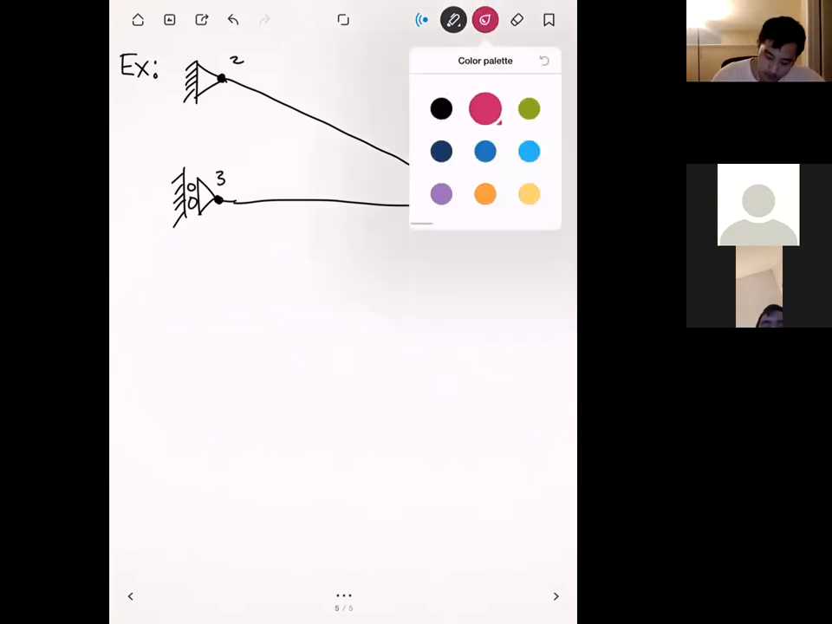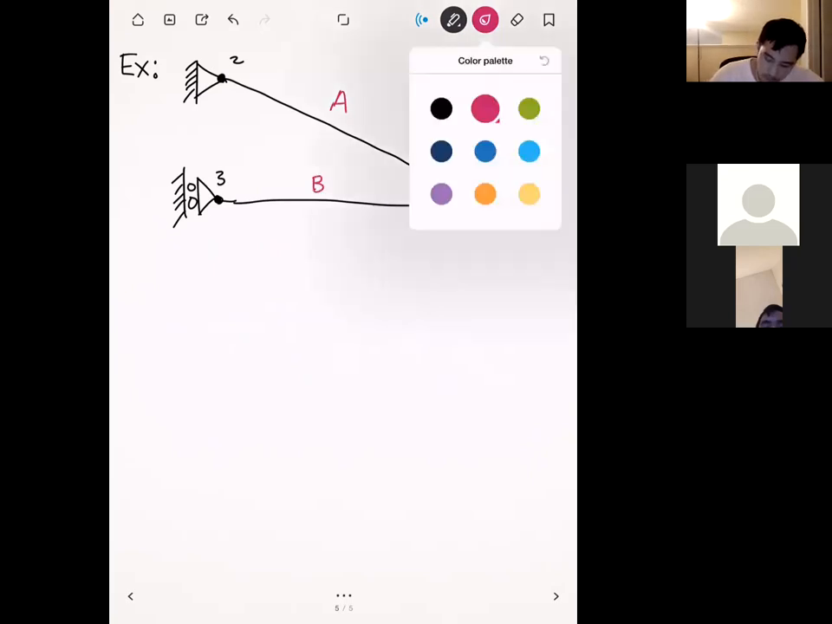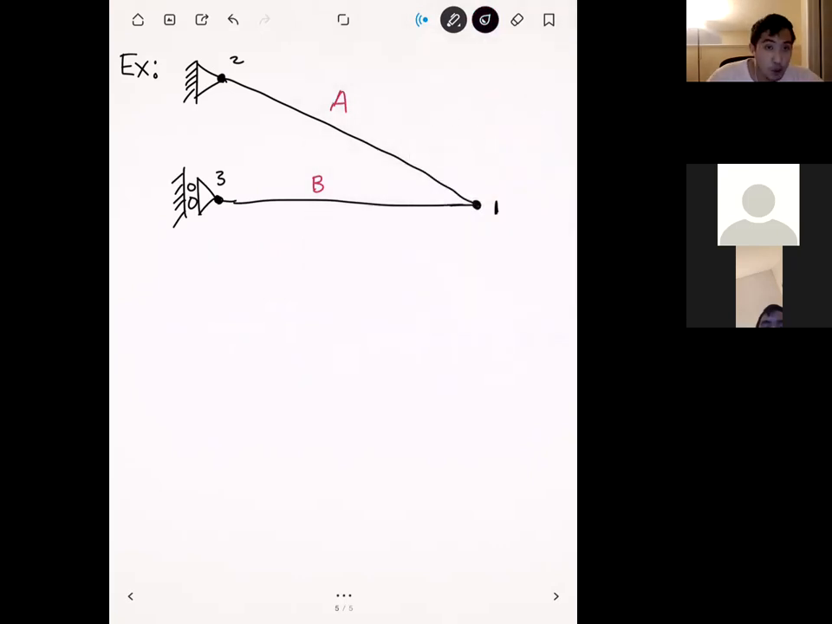All right. So we'll give the elements letters. The top element we'll call element A. Bottom element we'll call element B. We need to know the angles in between them. And so we'll say this is 30 degrees.